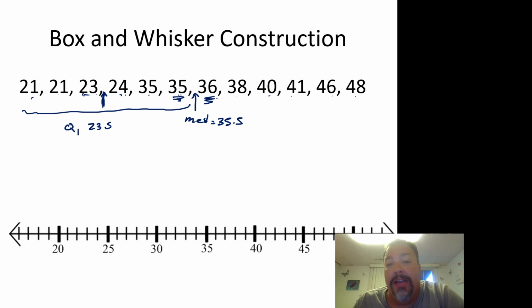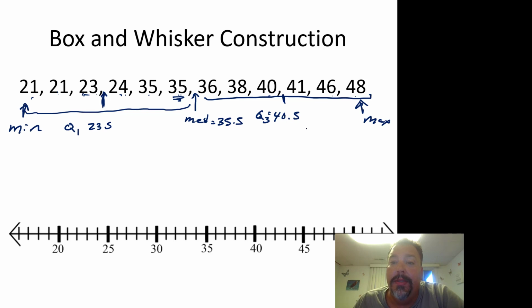And we do the same thing for the numbers on the right. Look at all the numbers to the right of the median and find the middle number, or the median, of those to the right. In this case, it's going to be 40.5, so that's our Q3. We also need the lowest number, which is our min, and the highest number, which is our max.